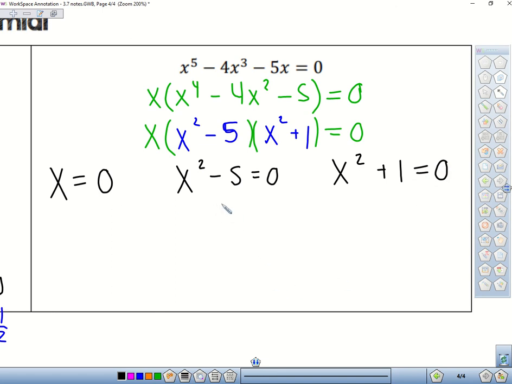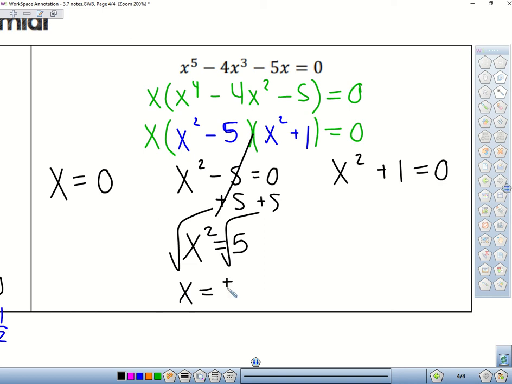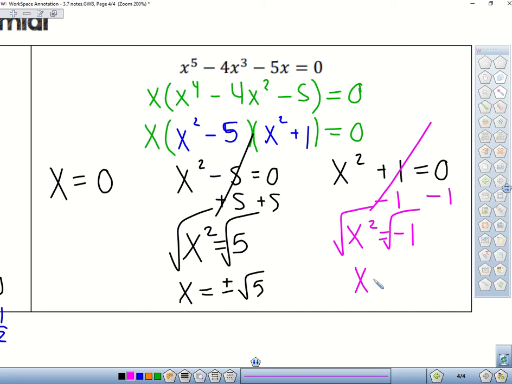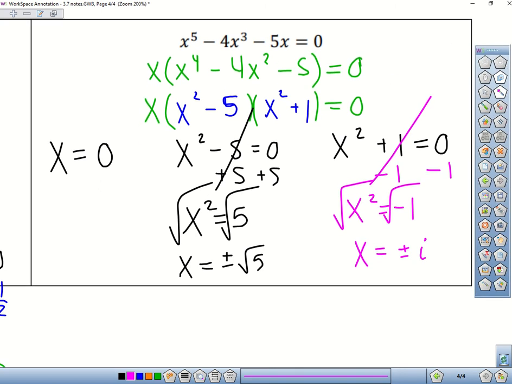This one's already solved. So I just add 5. I get x squared is equal to 5, and I take the square root, which gives me x equals plus or minus radical 5. And over here, I subtract 1. I get x squared is equal to negative 1, and I take the square root. What's the square root of negative 1? Plus or minus i. It's just i. The square root of negative 1 is i. You could say 1i, but you don't need to.